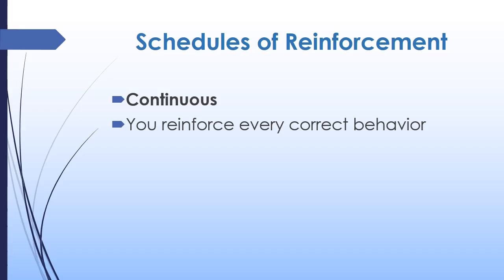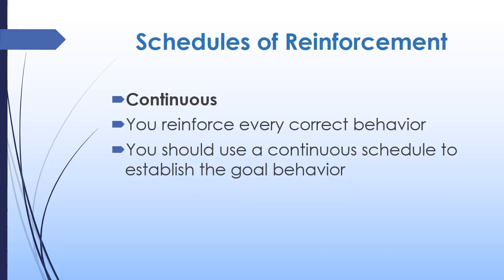So let's take me teaching my cat to sit. Every time my cat sat on command, whenever I said sit, I would give the cat a treat. You should use a continuous schedule of reinforcement to establish the goal behavior. Animals and sometimes people don't know what you want them to do. So if you reinforce every time they do that behavior, then they learn fairly quickly, oh, this is what you want me to do because I get something good whenever I do this.